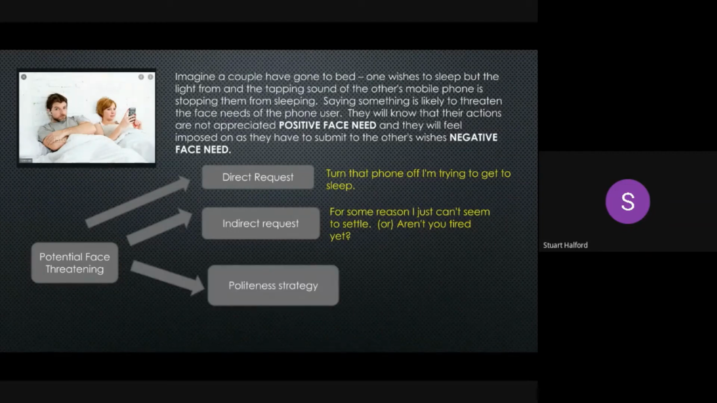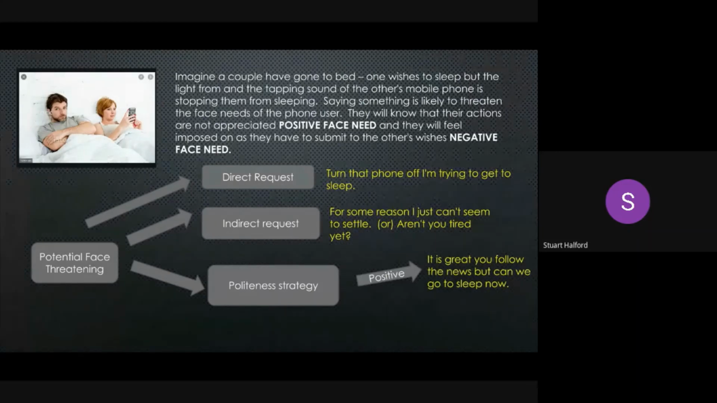So moving on to the politeness strategies then of Goffman. So this potential face threatening act, we can avoid it by politeness. So we can do a positive kind of face need being supported. So we can make them feel appreciated and valued and say, it's great you follow the news. Can we go to sleep now? So you're taking a positive quality, you're acknowledging it in them, but you're getting your request in.